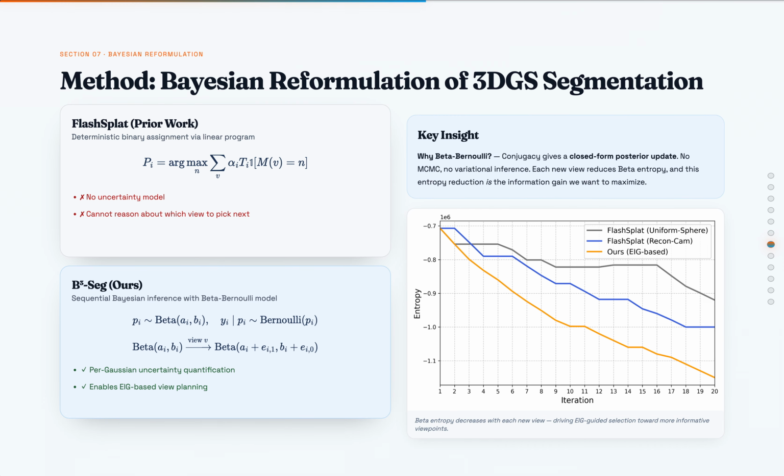Let me explain the Bayesian formulation. Prior work like FlashSplat assigns Gaussian labels via a deterministic linear program, which requires all reconstruction views up front. Instead, we model each Gaussian's foreground probability as a beta-distributed random variable, and each view observation as a Bernoulli likelihood. Thanks to Beta-Bernoulli conjugacy, the posterior update is closed form. Each new view simply increments the 2 beta parameters. This gives us a principled uncertainty estimate over every Gaussian, which is exactly what we need to decide which view to look at next.